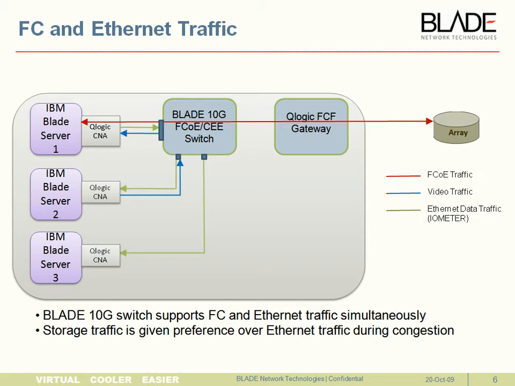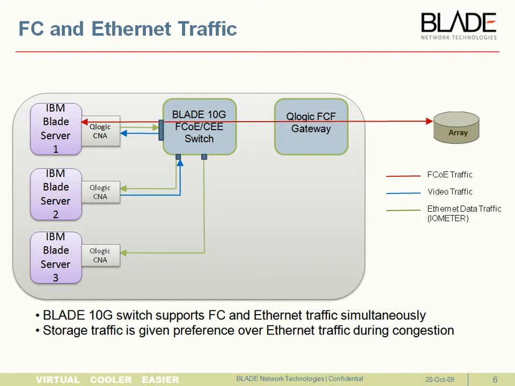First is the FCoE traffic itself going to the disk. Second is the video traffic getting streamed from IBM Blade Server 2 to IBM Blade Server 1, and then two instances of IOmeter doing the regular Ethernet traffic to IBM Blade Server 1.